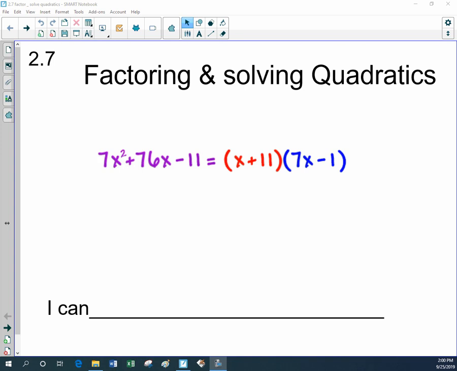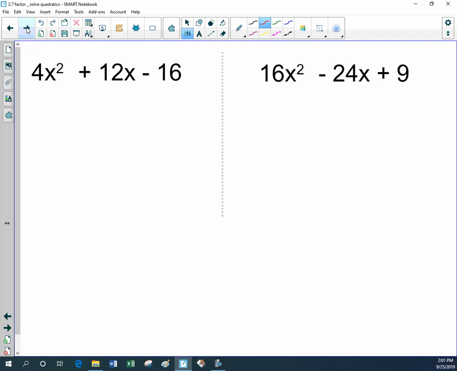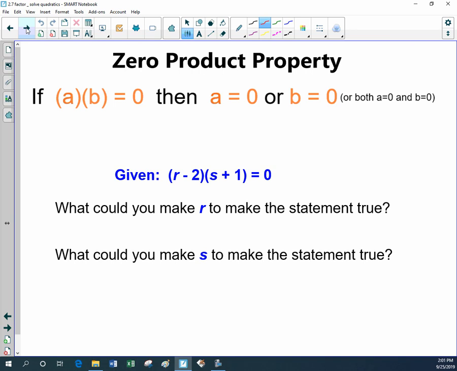Okay, this lesson is 2.7, factoring and solving quadratics. So if you're looking at your notes, we're going to skip this review. This is just a review of factoring. And let's start here with the zero product property.